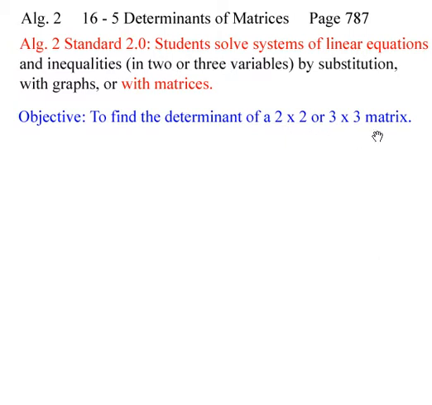In the previous lesson, we discussed that with a square matrix, we can do things to it that we cannot do to matrices that are not square. A square matrix, you recall, is one that has the same number of rows as it does columns. So we have a 2 by 2 matrix and a 3 by 3 matrix. Today we're going to find the determinant.